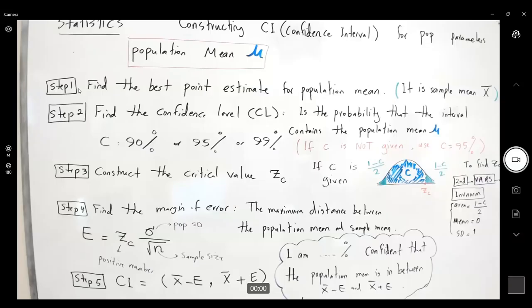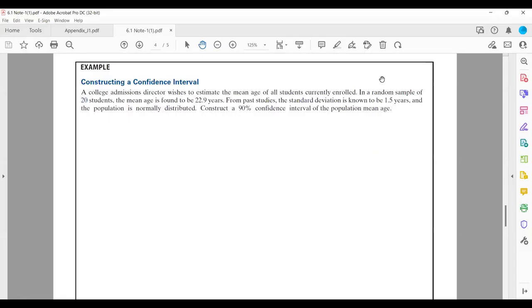On the board, we have step 1. Step 1 says, find the best point estimate for population mean. Guys, remember that in this question, we want to construct a confidence interval for population mean. Okay, what is the point estimate for this population parameter? Remember that the admission director wishes to estimate the mean age. Mean age, guys. This is your keyword, population mean.